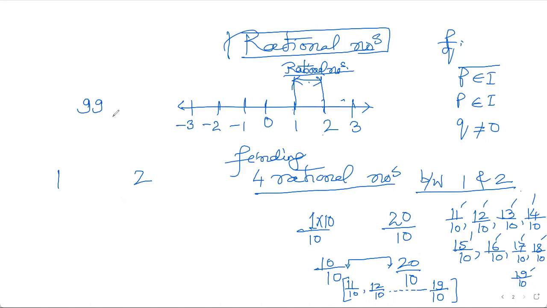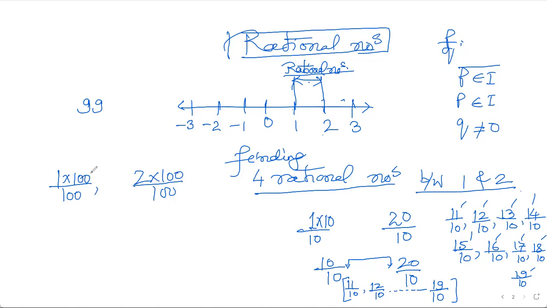And if they ask you to find 99 numbers, how can you do it? Multiply it by 100 this time, divide it by 100. Again do the same with this, multiply it by 100, divide by 100. In this way, I am not disturbing the identity of 1 and 2. This is 100 by 100, that is 1 only. This is 200 by 100, that is 2 only.